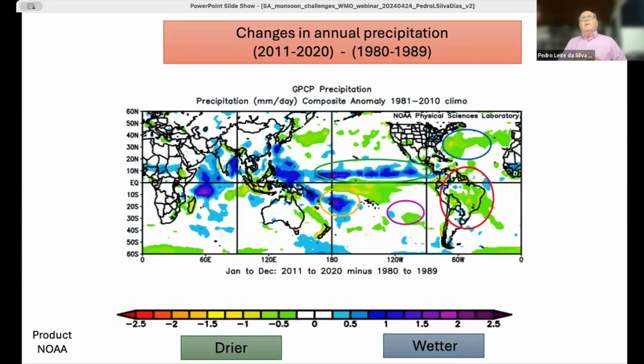Why did this become so important in the last 10, 20 years? This figure tells you why. We have here the changes in the annual precipitation from the decade 2011 to 2020 relative to 1980-89. If you look over the core of the monsoon area in South America, there is a significant decrease in precipitation in the last 10 years. And mostly from 2021, 22, 23, the precipitation has also been below normal. So this is something that is very, very important.